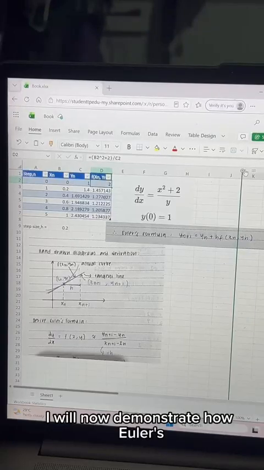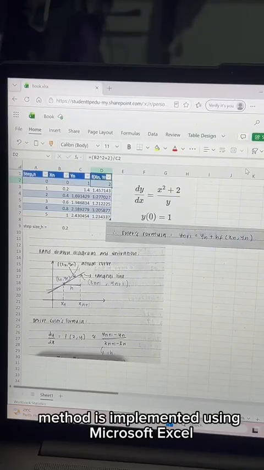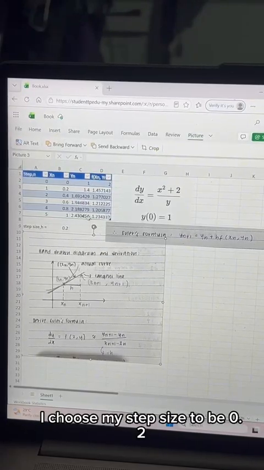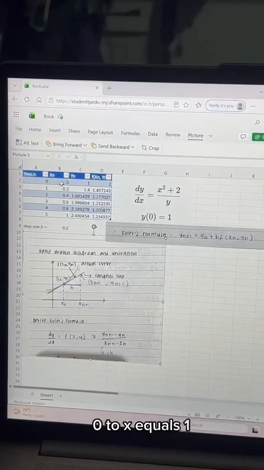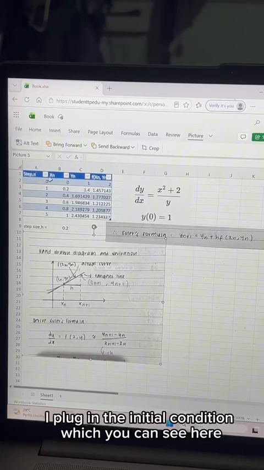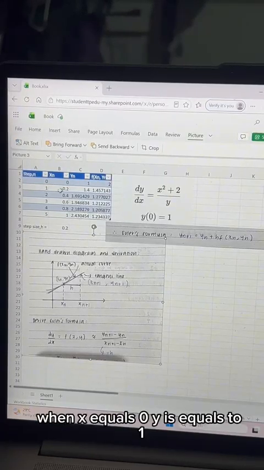I will now demonstrate how Euler's method is implemented using Microsoft Excel. Since the question does not specify a step size, I choose my step size to be 0.2, and this divides the interval from x equals 0 to x equals 1 into 5 equal steps. So for step 0, I plug in the initial condition, which you can see here. When x equals 0, y equals 1, so I put it here.